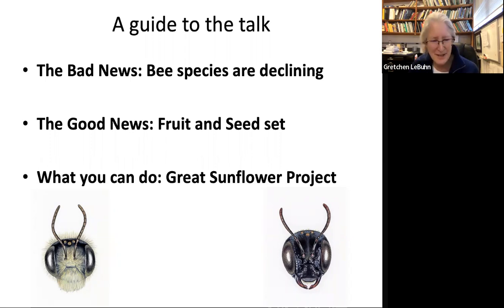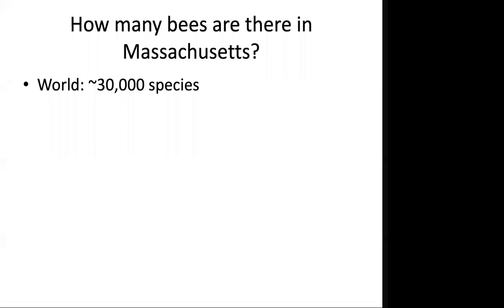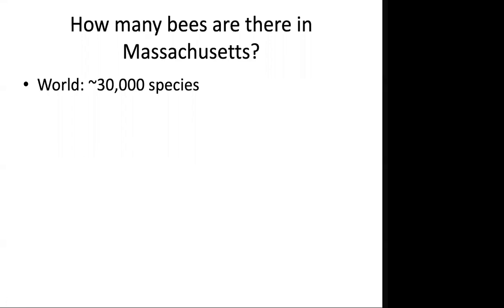So I'm a university professor. I like to start with quizzes, and here we go. Perhaps people could put this in the chat. If I told you that the world had 30,000 species of bees, how many bees do you think there are in Massachusetts? And maybe Sarah, you could shout out any numbers that come in. Okay, we have 700 as one guess. Ooh, yeah. How many bees are there in Massachusetts? I need to hear some more guesses.